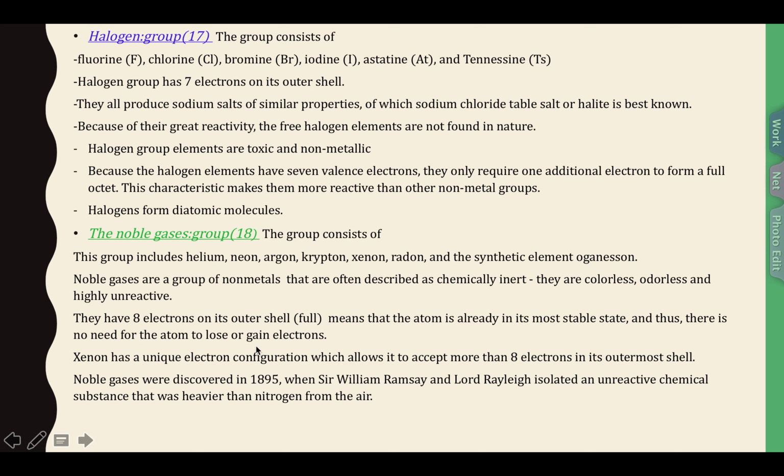Xenon has a unique electron configuration which allows it to accept more than 8 electrons in its outermost shell. The noble gases were discovered in 1895 when Sir William Ramsay and Lord Rayleigh isolated an unreactive chemical substance that was heavier than nitrogen from the air. That's when the noble gases popped out, actually.